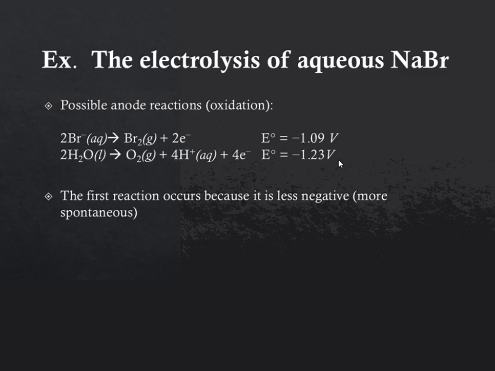In this case, because you have the comparison of the two voltages, the one that is less negative is more spontaneous, and is the one that's actually going to happen. So because the bromide reaction is more spontaneous, water is less likely to be oxidized, and bromide is going to be the one that happens in our electrolysis cell.